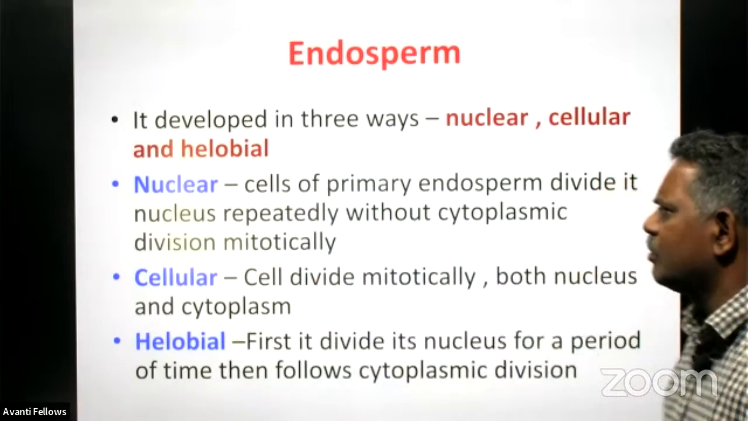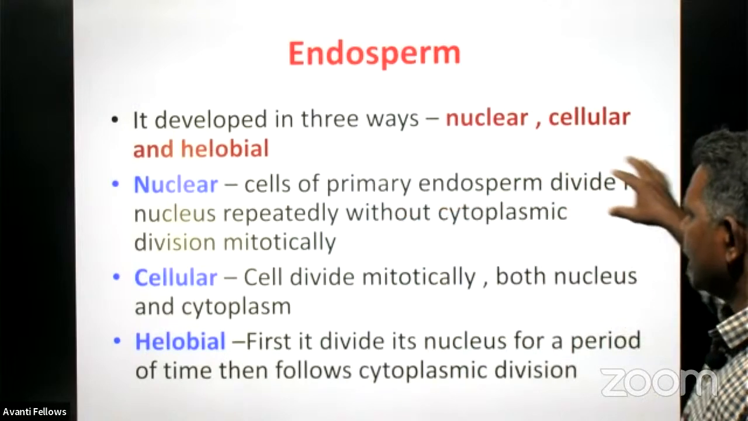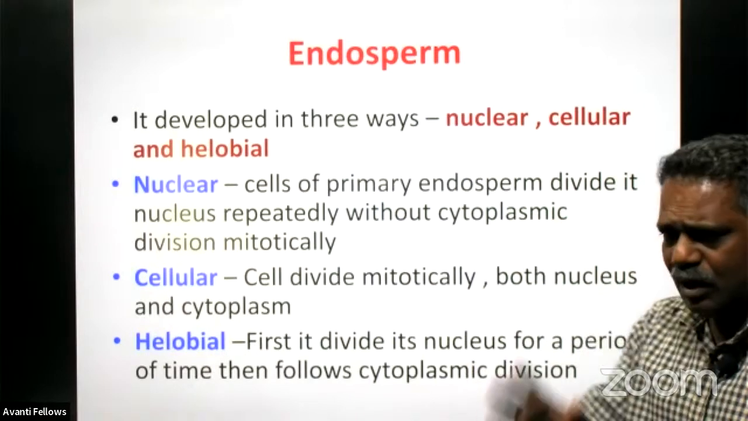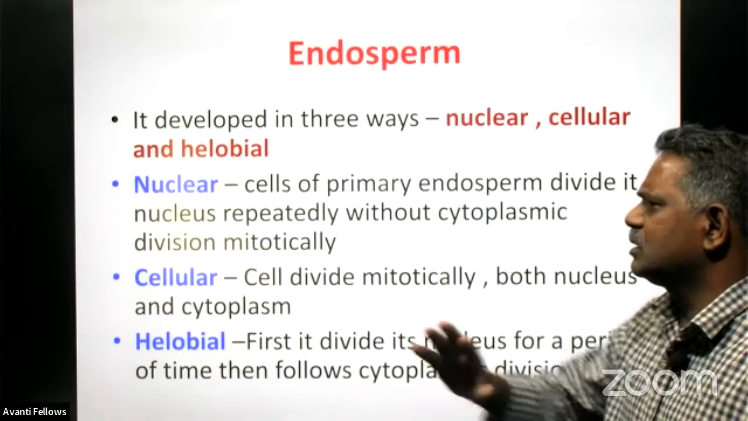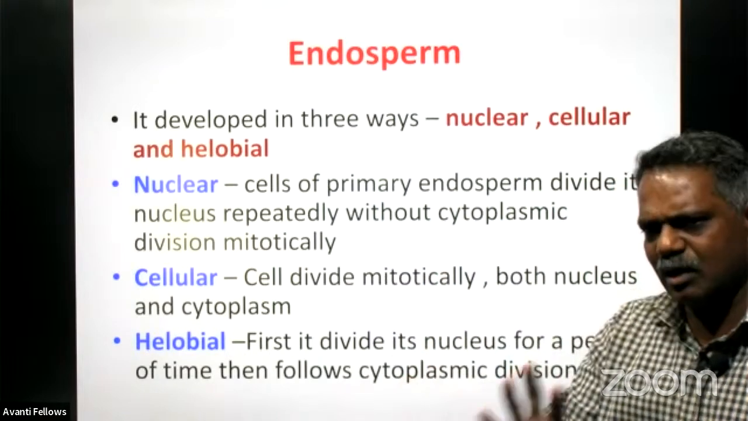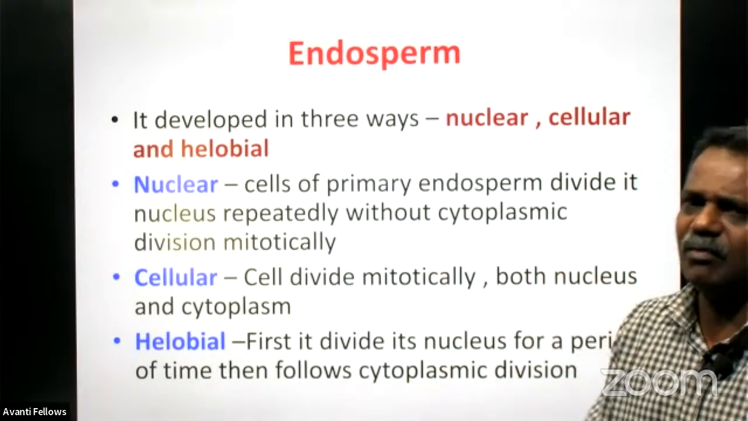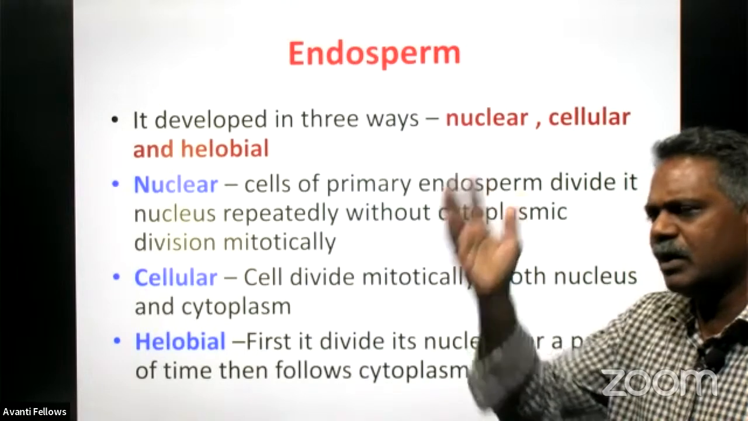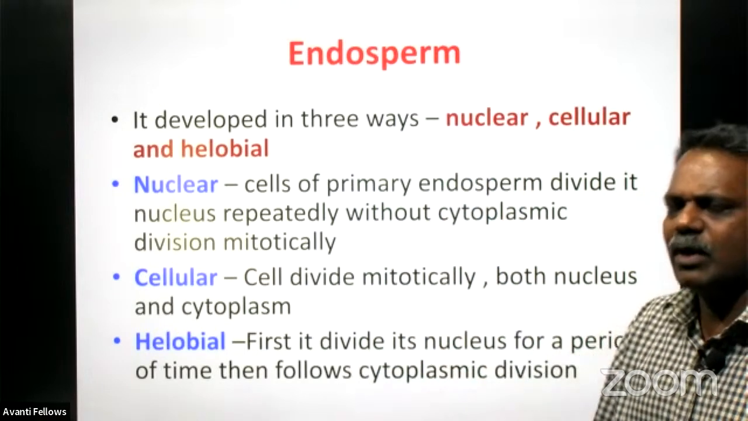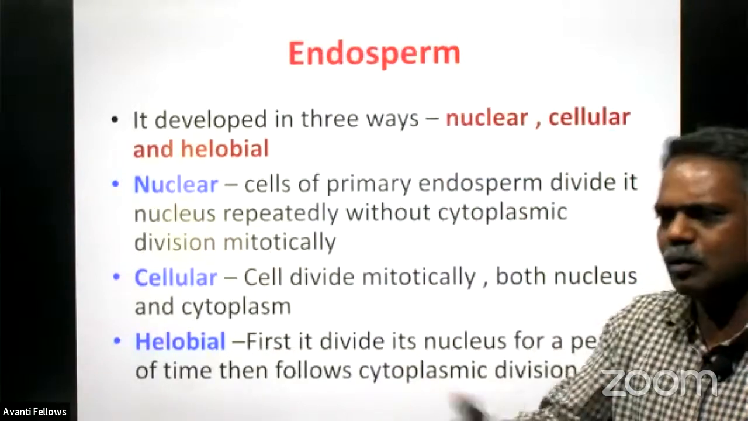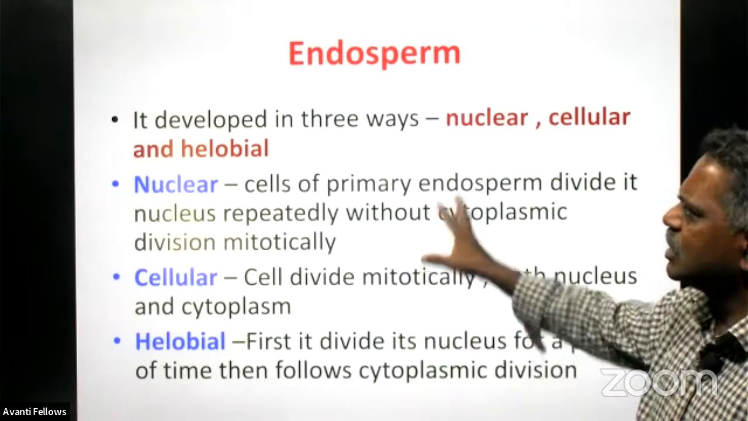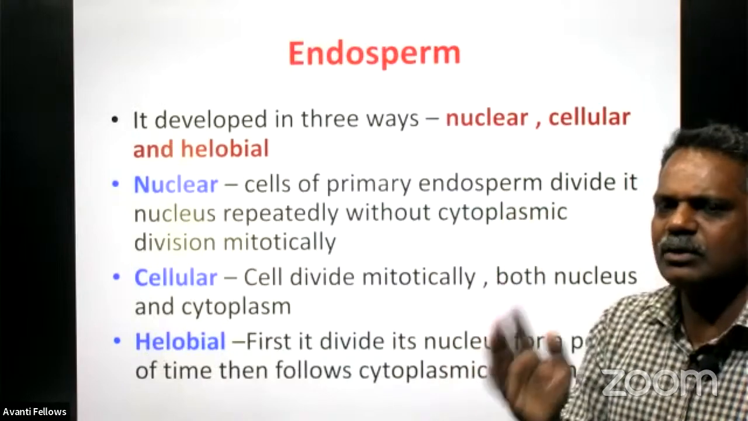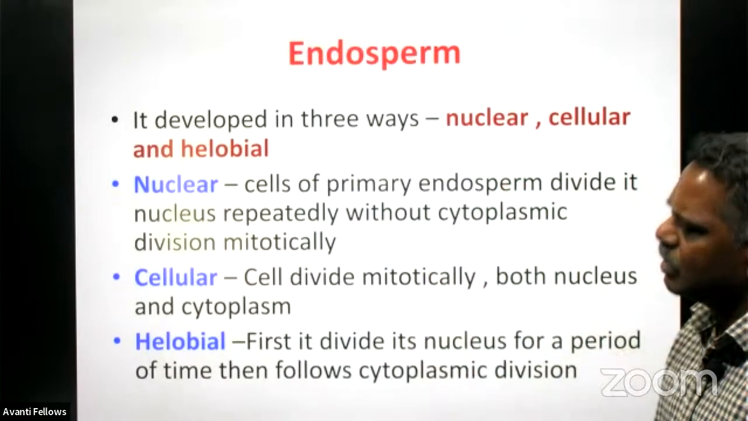In nuclear development, the primary endosperm nucleus divides repeatedly without cytoplasmic division. The division is mitotic and equational, but only the nucleus divides. So in a single cytoplasm we can find many nuclei. Later, every nucleus is converted into a cell by cytoplasmic division, and such a type of development is called the nuclear development of endosperm. Initially, the nucleus alone undergoes repeated division through mitosis.